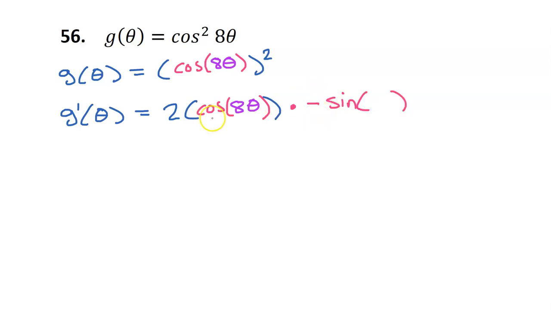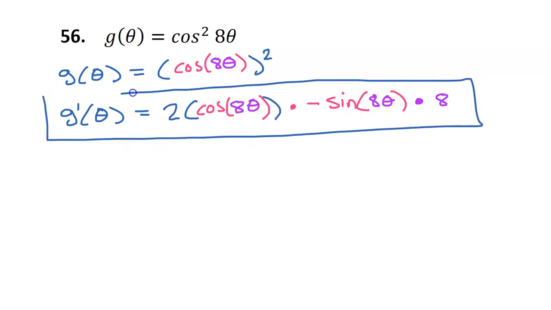Okay, so now I've taken the derivative of the red layer. Right now we leave the inside part the same. But we then multiply by the derivative of the inside of that. And the derivative of 8 theta is just 8. So right now, what you see here is the answer. This is the derivative. Were this a free response question, you could just leave your answer like this. Having said that, I am going to simplify it a little bit.